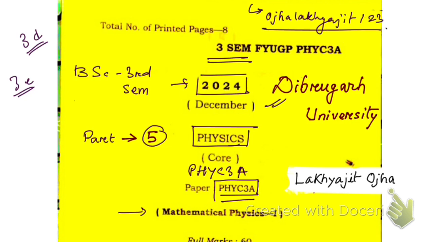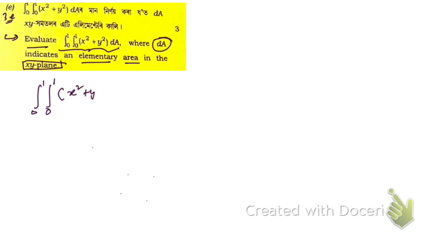So now let's start. So here is the question 3E. We need to evaluate this, and dA is the elementary area in the xy plane. So here we need to evaluate the integration from 0 to 1. This is a surface integral, double integration of x square plus y square dA. As dA is the elementary area in the xy plane, we're going to consider dA is dx into dy, right?